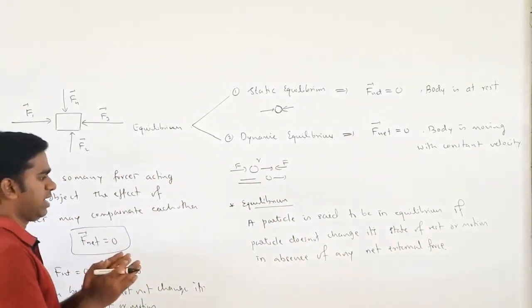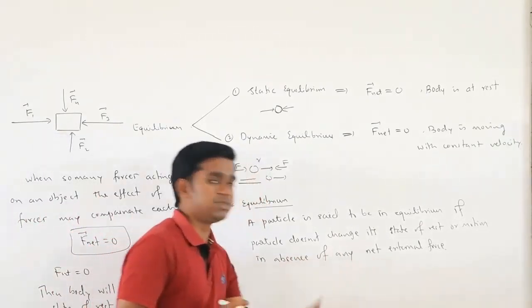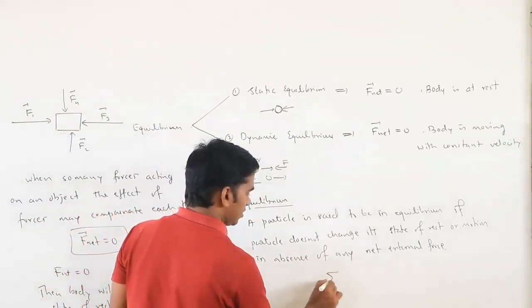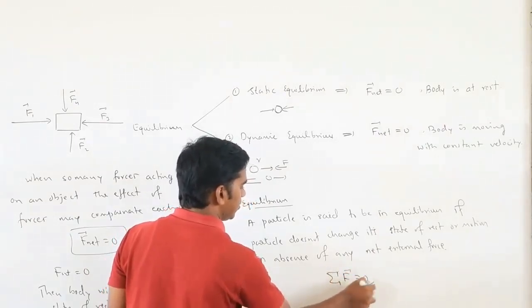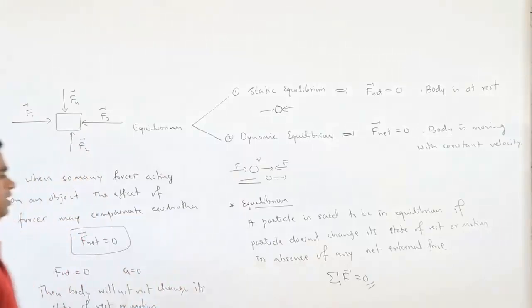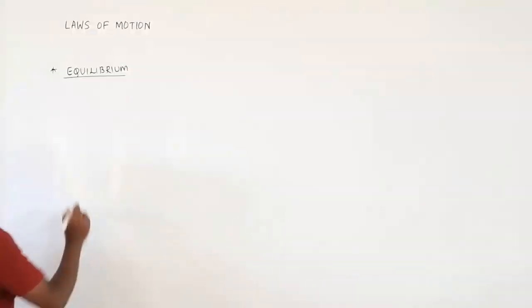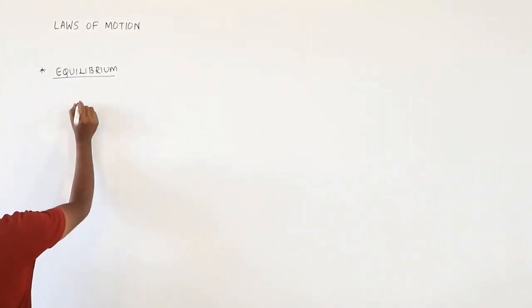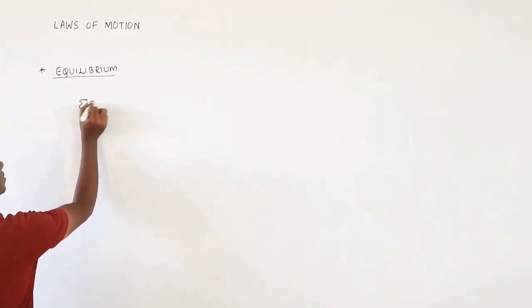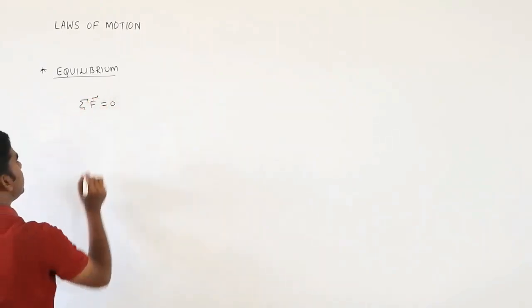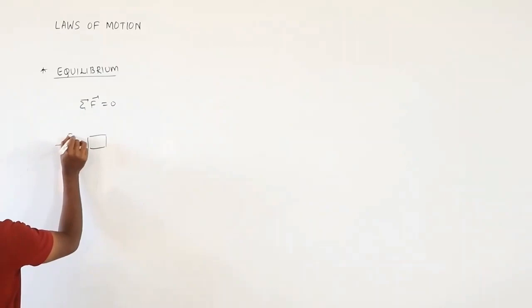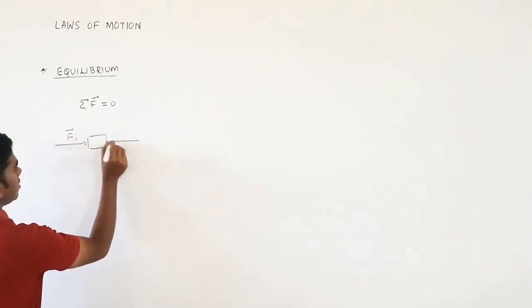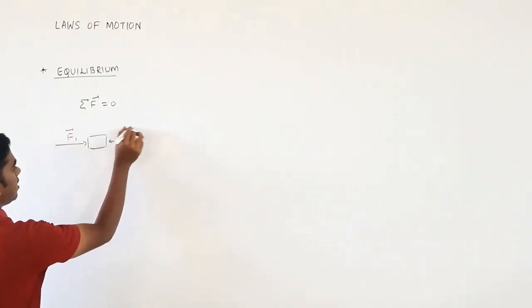Or even though forces are acting, if the net external force is zero, that is, the vector sum of forces is zero, then the body is said to be in equilibrium. So for a body to be in equilibrium, the condition is that the vector sum of forces is zero. That means if there is a body, some force F1 is acting in this direction and force F2 is acting in this direction.